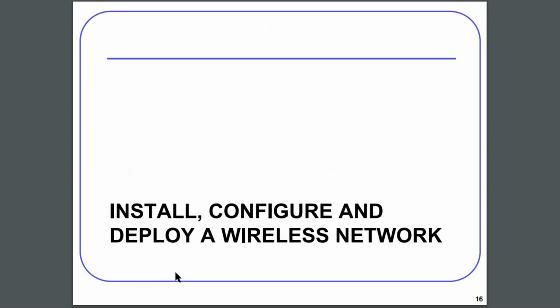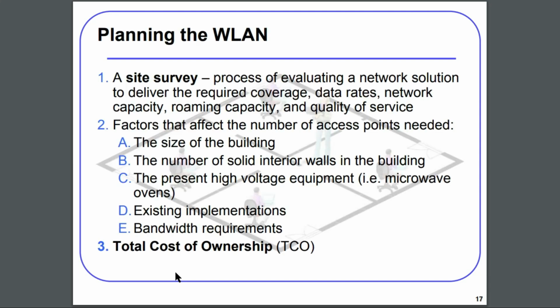So in this slide, we can see how to install, configure and deploy a wireless network. First one is planning the WLANs. A site survey is the process of evaluating the network solutions to deliver the required coverage, data rates, network capacity, roaming capability and quality of service. The factors that affect the number of access points needed are the size of the building, the number of solid interior walls in the building, the presence of high voltage equipment such as microwave ovens, existing implementations, bandwidth requirements, and also the total cost of ownership. So let's move to the next slide.